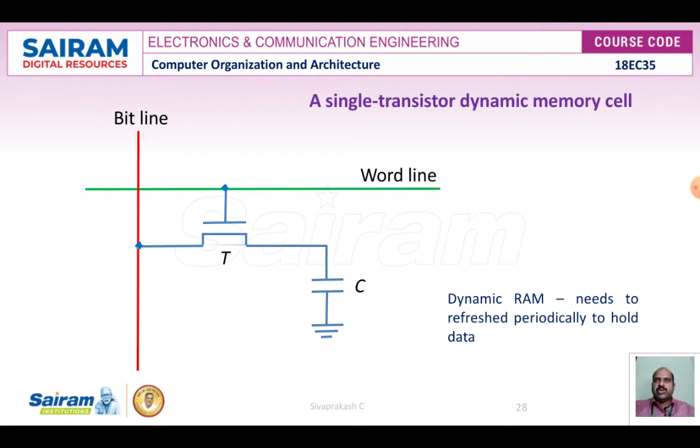In order to store the information in the cell, the transistor T is turned on and an appropriate voltage is applied to the bit line. This causes a known amount of charge to be stored in the capacitor. After the transistor is turned off, the capacitor begins to discharge. This is caused by the capacitor's own leakage resistance and by the fact that the transistor continues to conduct a tiny amount of current, measured in picoamperes.